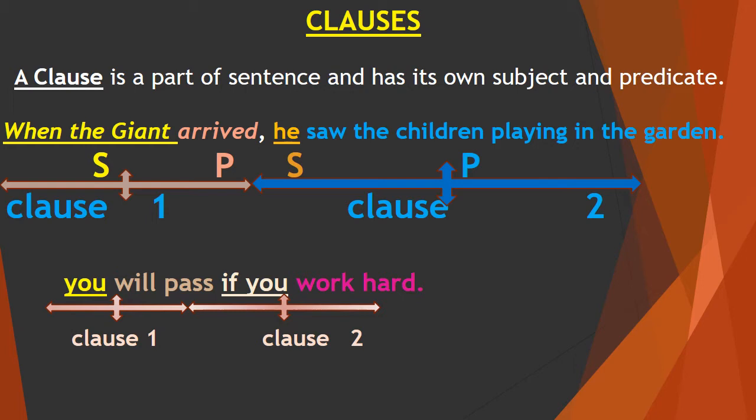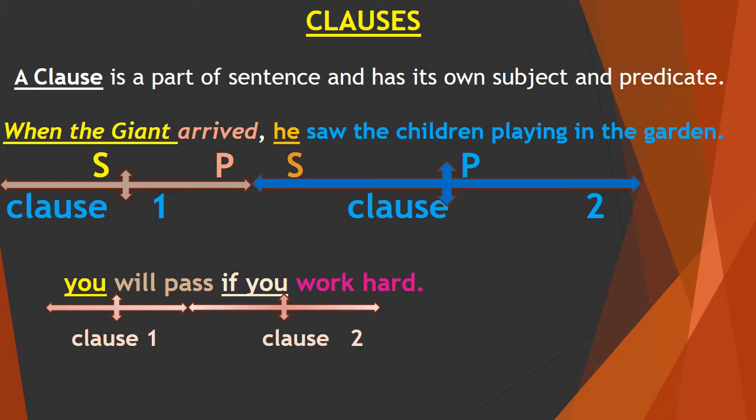When the giant arrived, he saw the children playing in the garden. Here are two clauses. First one is "when the giant arrived," and second one is "he saw the children playing in the garden." We can see both have their own subjects and predicates.